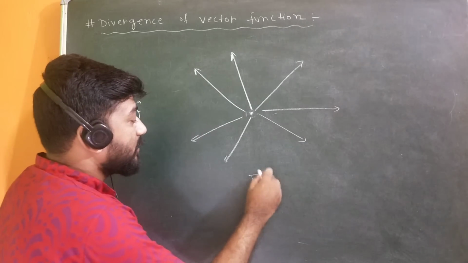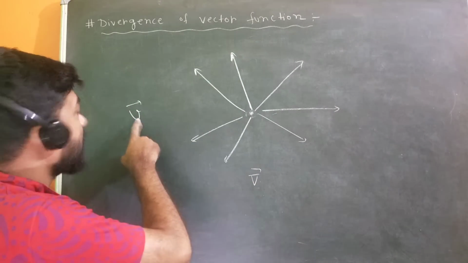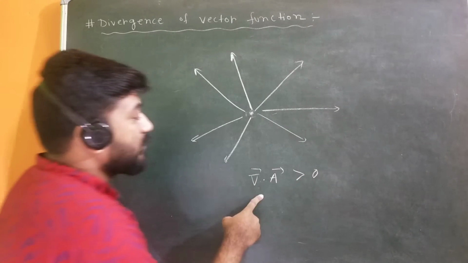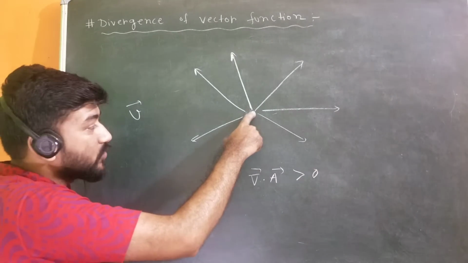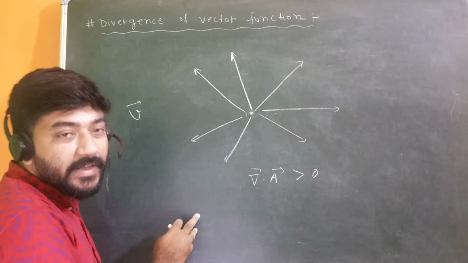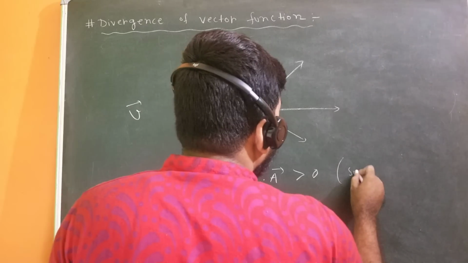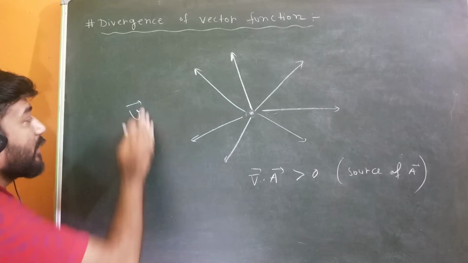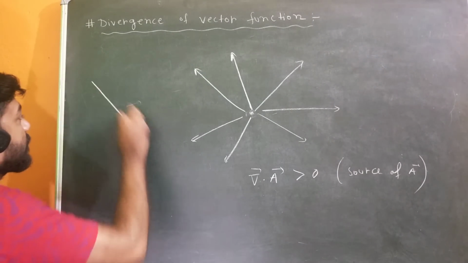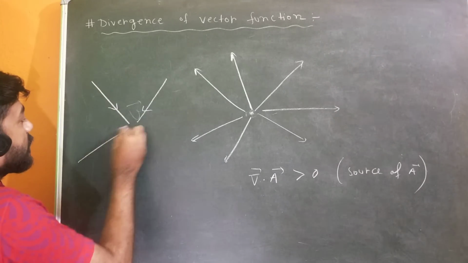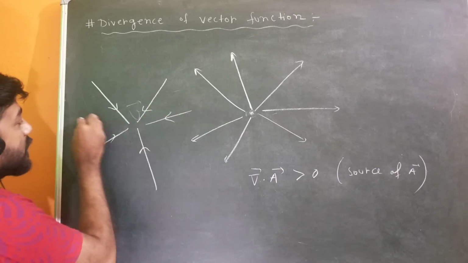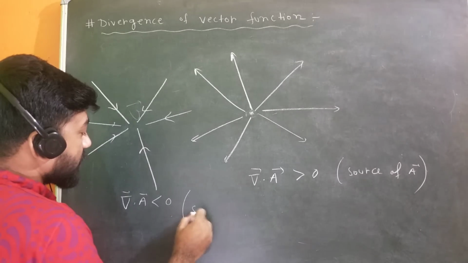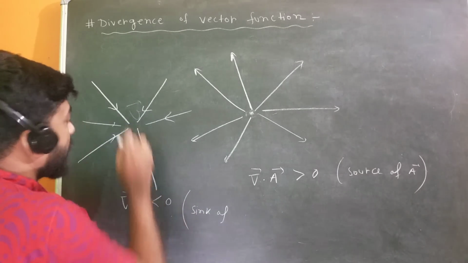So in that case, if the divergence of any vector, in general we have taken A, but it can be v also, if this divergence of A is greater than 0, then you can say that this is the source of this field. Here is the source of the field, and the field lines will be spreading out. So this is the source of A. And if the field lines are incoming to this particular point, then you can say that here the divergence is less than 0, and in that case we sometimes call it the sink of A. This point is a sink of A.